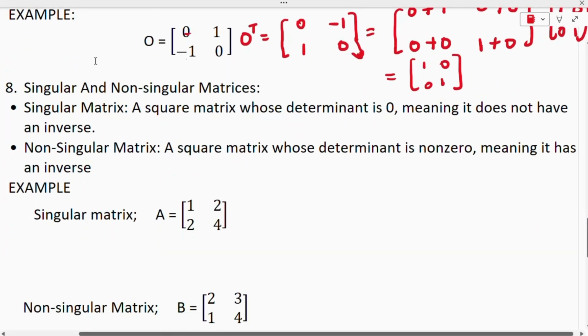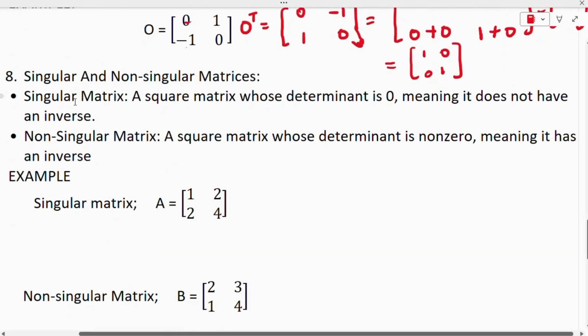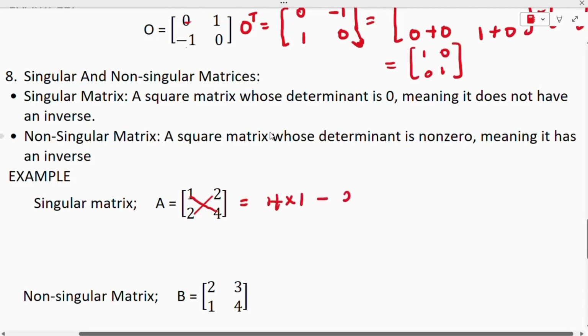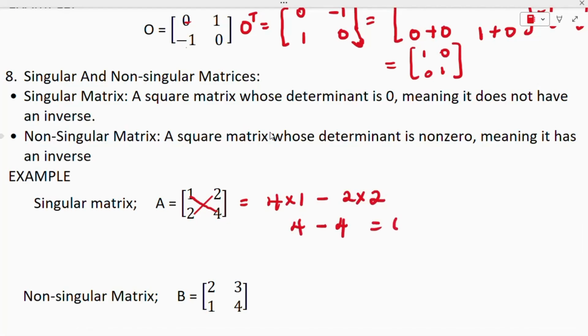Next, we have singular and non-singular matrices. A singular matrix is a square matrix whose determinant is 0, meaning it does not have an inverse. So I'm just going to quickly solve this right here to show that this is a singular matrix. If you take the determinant, this multiplies this and this multiplies this, so we have 4 times 1 subtracting 2 times 2. 4 times 1 is 4, minus 2 times 2 is 4. This equals 0. Now this implies that this is a singular matrix. If the determinant is 0, then that type of matrix is called a singular matrix.